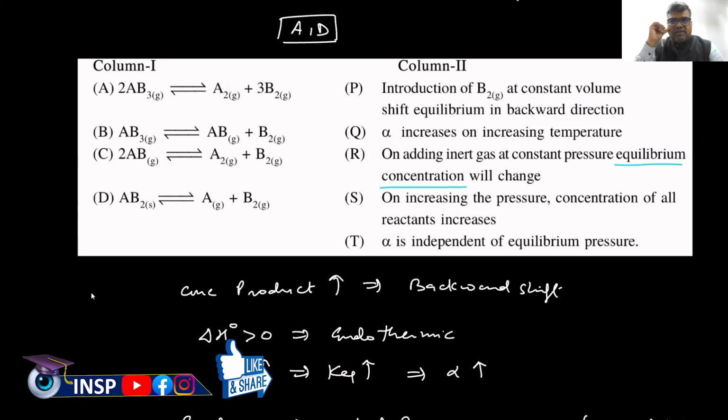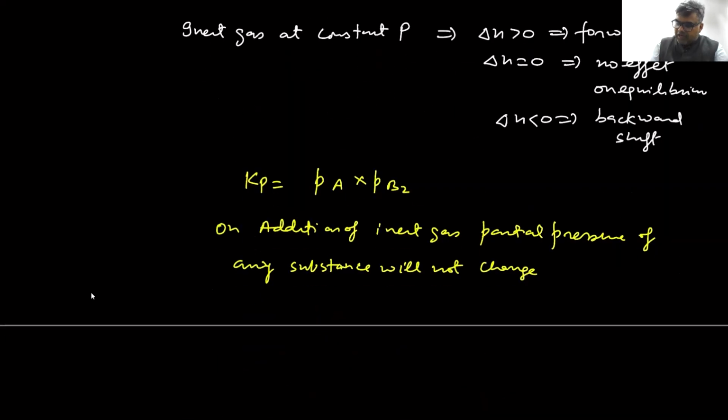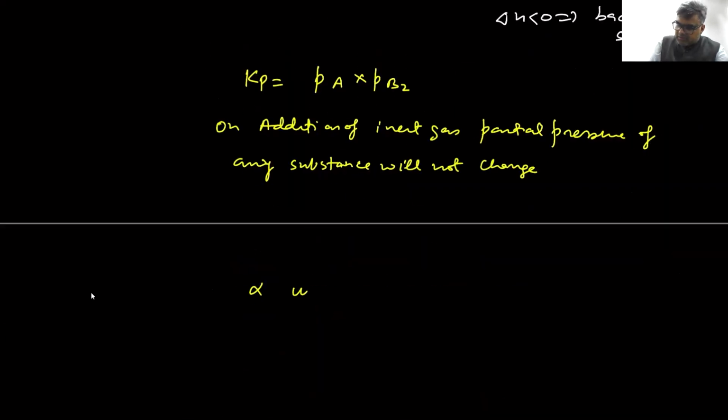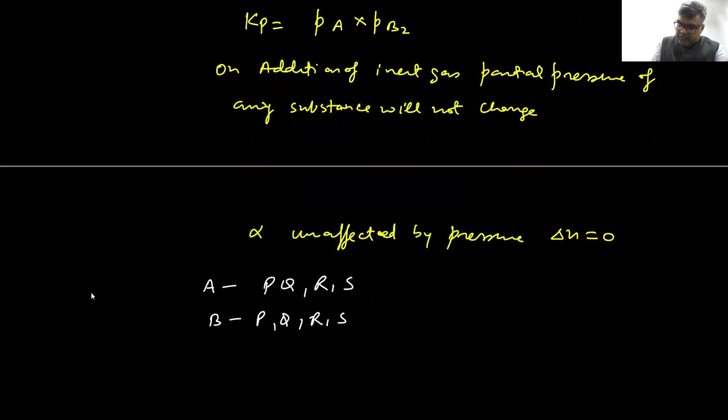And the last one is given: alpha is independent of equilibrium pressure. This is only valid for delta n zero, because if alpha is unaffected by pressure, then it is a case of delta n zero, which is option C. So if I match the options, A will match with P, Q, R and S. B will match with P, Q, R and S again. C will match with P, Q, R, S and T. And D will be matching with P and Q.